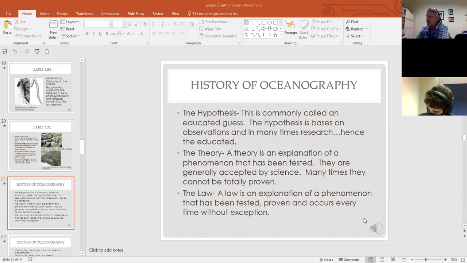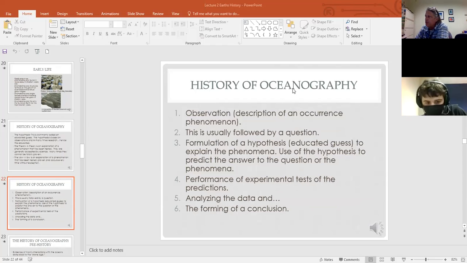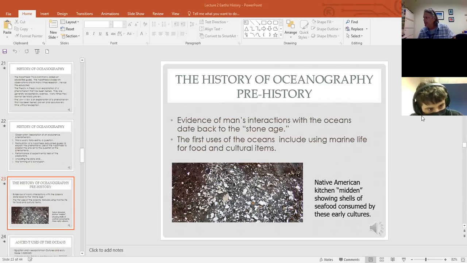So in the history of oceanography, we're going to gloss over this, because we discussed last class what a hypothesis was, what a theory was, and what a law is. If there are any questions, feel free to ask me. We also discussed the scientific method last class, so we'll skip over that and move into the first evidence of oceanography.